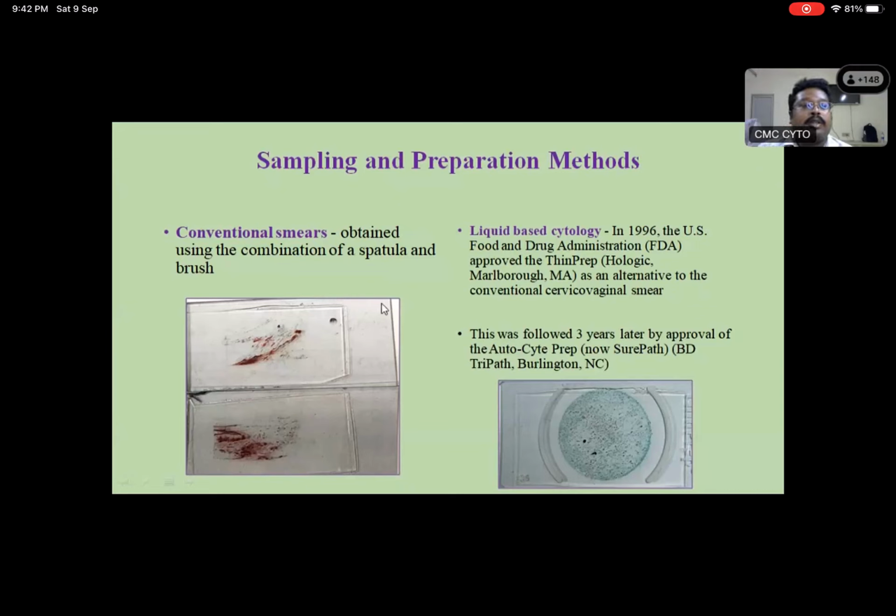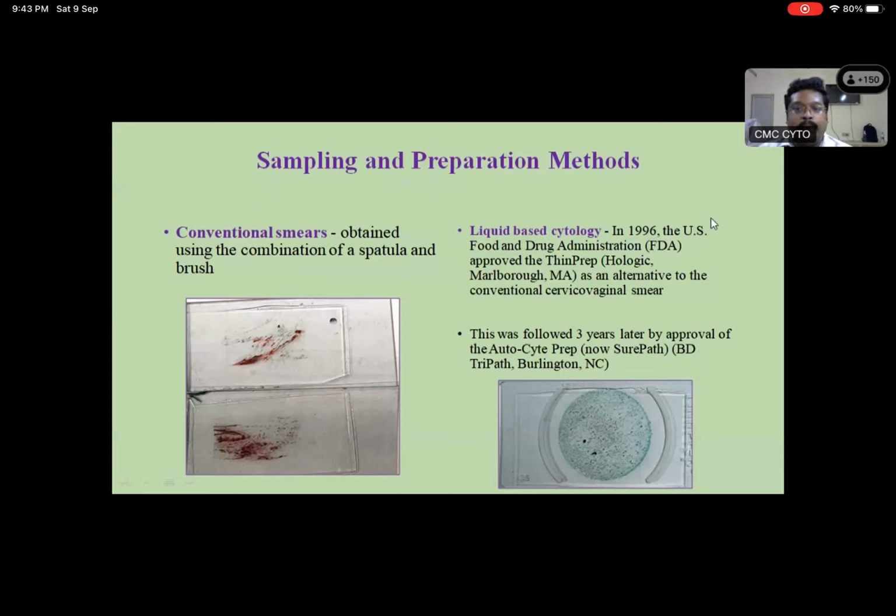Okay. So the conventional smear is usually prepared when the sample is collected using an Ayre spatula and it is spread manually along a glass slide, fixed in situ and sent for staining. So this is how a conventional smear looks, a stained smear, we are just looking at it from above. So the streaks represent the cells which are being spread across the slide.